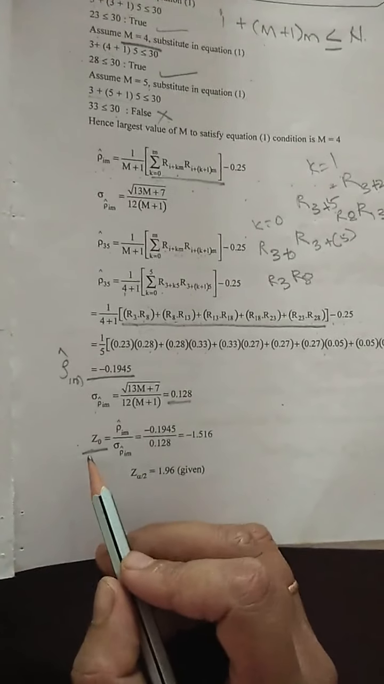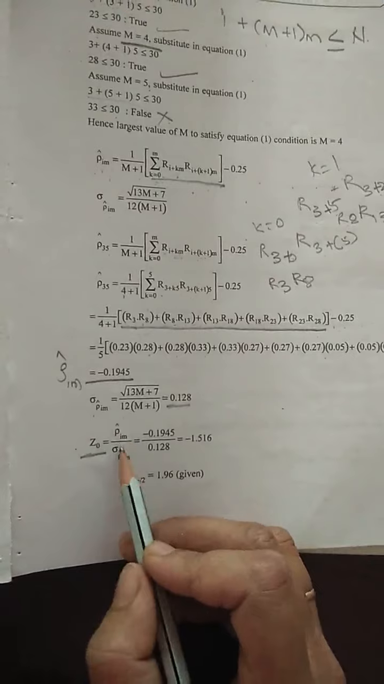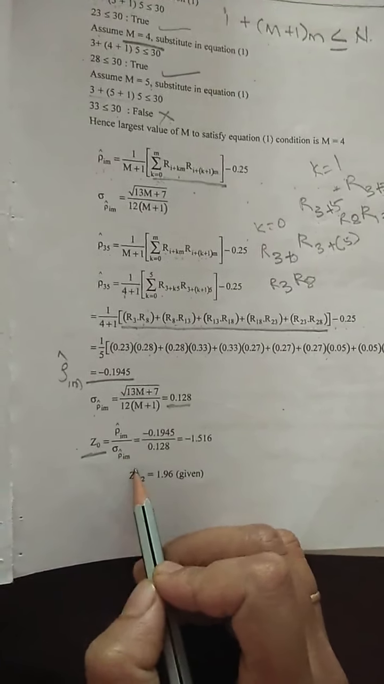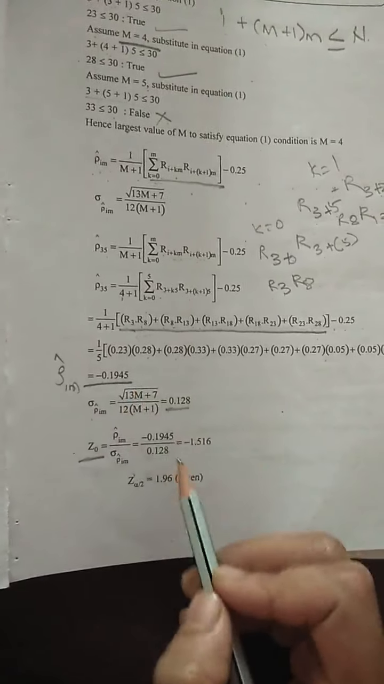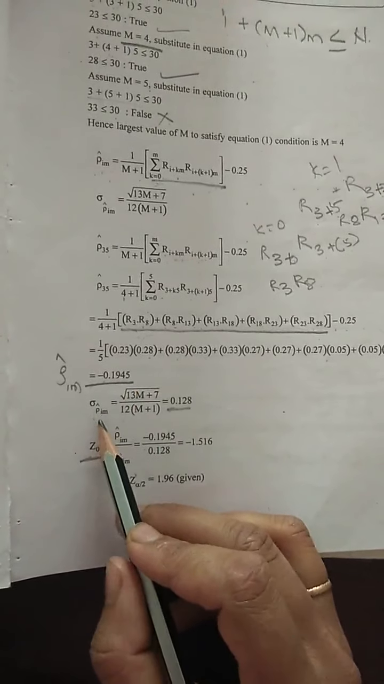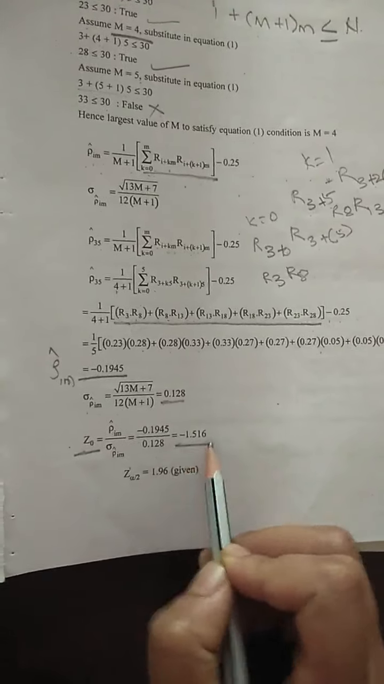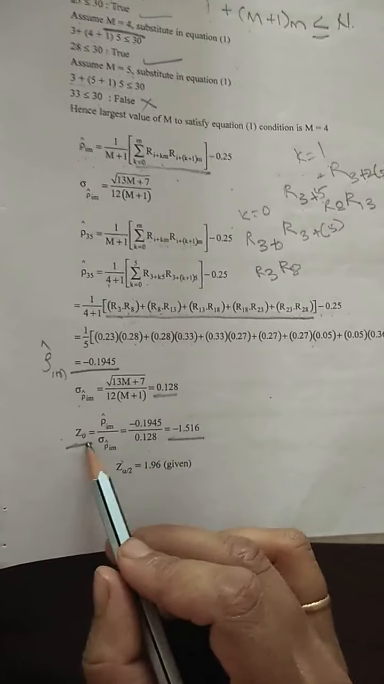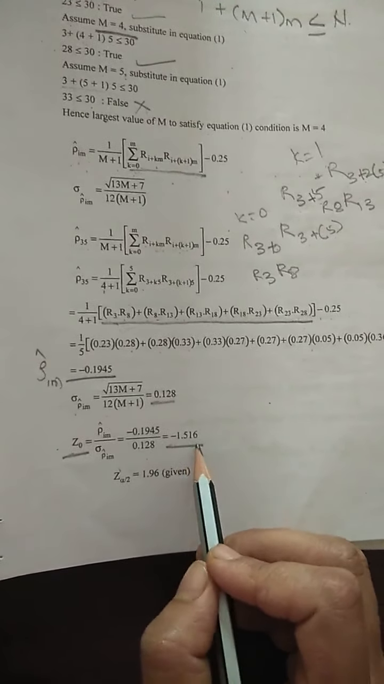Finally we will find the value of z naught. What is the value of z naught? The z naught formula is rho cap im divided by sigma of rho cap im. Rho cap im we have found as minus 0.1945, and sigma of rho cap im is 0.128. So z naught is equal to minus 1.516.